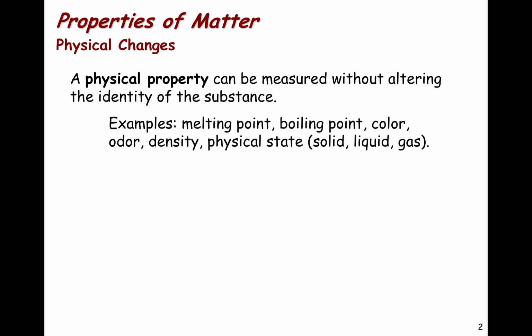Some examples are the melting point, the temperature at which the solid becomes a liquid for a pure substance. Boiling points, where we have a liquid going to a gas at a particular temperature. The color of a substance, possibly the odor of some volatile substance. The density of a material, of a pure substance, is unique to that material. And then whether or not the substance exists as a solid, liquid, or gas at a particular temperature.